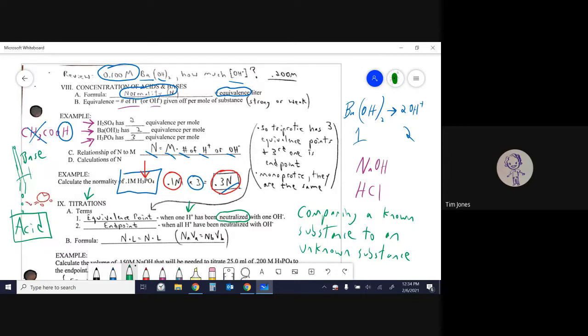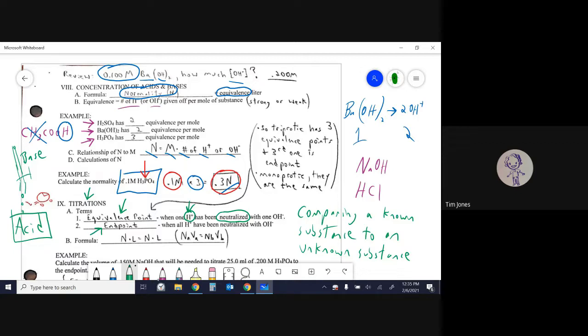As you react an acid and a base together, as they are being neutralized, usually from a burette, when the first hydrogen has been completely removed from the acid, that is said to be an equivalence point because you have neutralized one equivalence, like mentioned before. If the acid only has one hydrogen, it is also the endpoint of the titration because you're done.